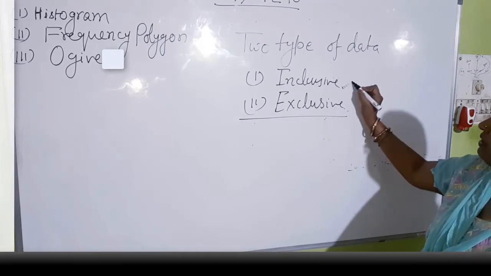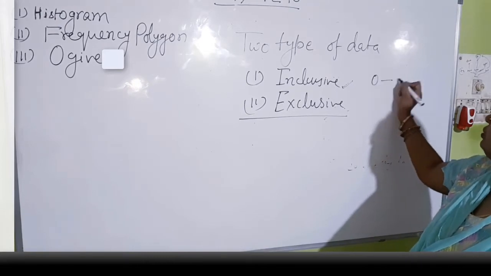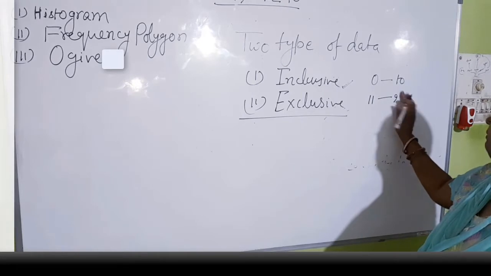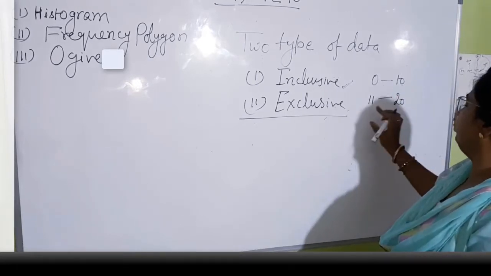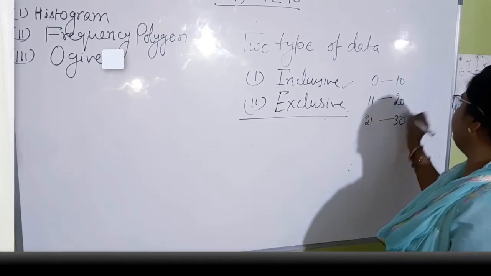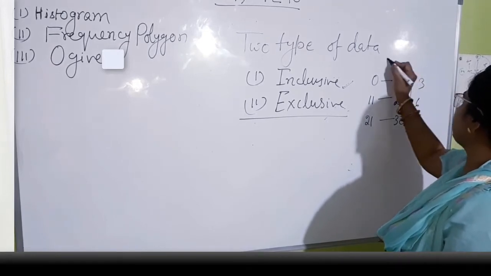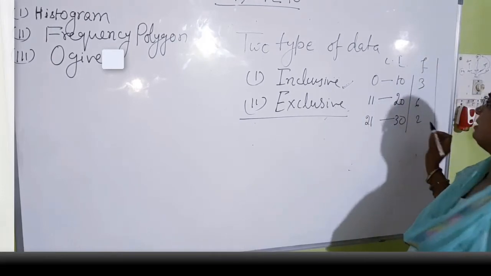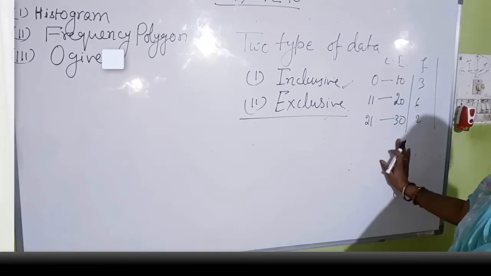In inclusive class interval, suppose it is 0 to 10, 11 to 20, and again 21 to 30. Suppose frequencies 3, 6, 2 are coming. This is the class interval, and this one is the frequency. This type of frequency distribution table.